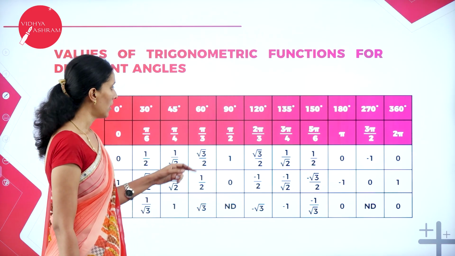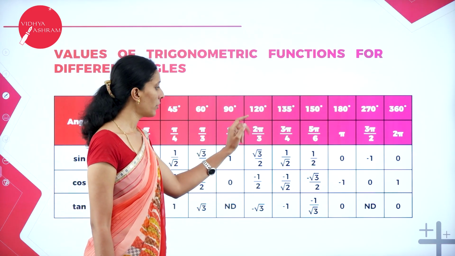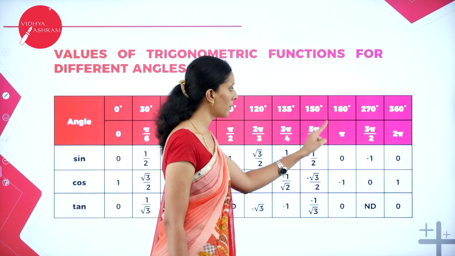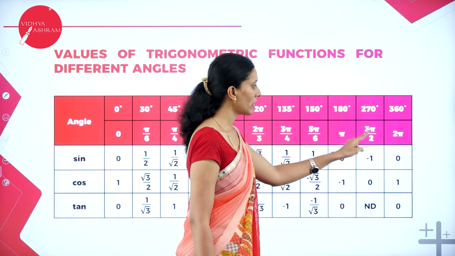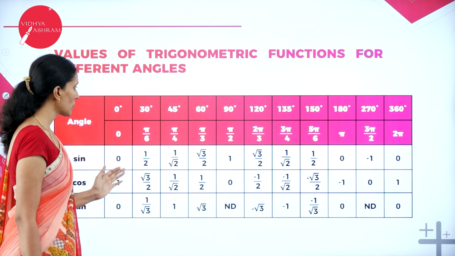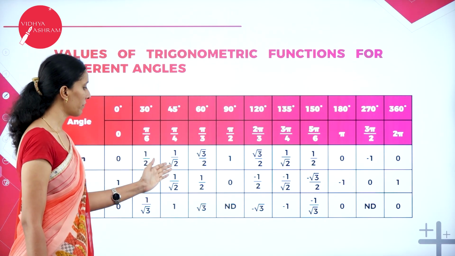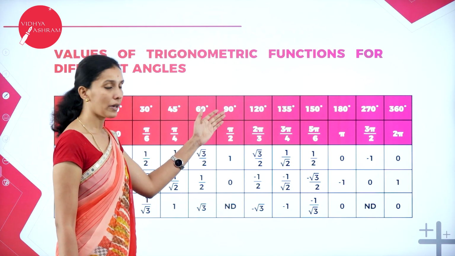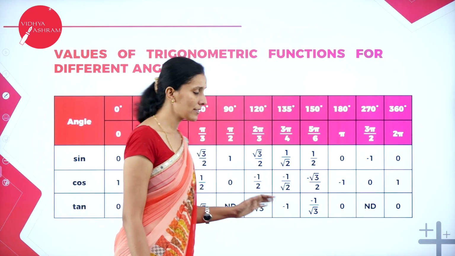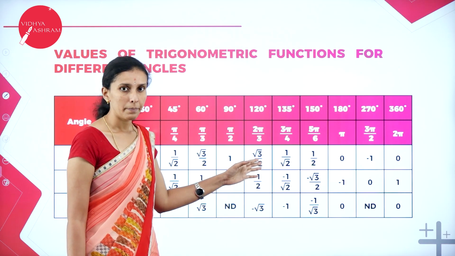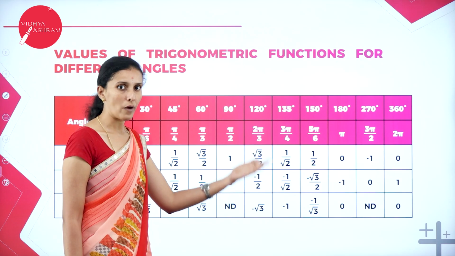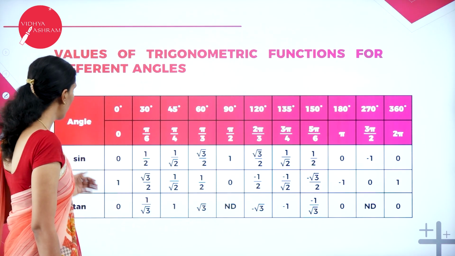So vice versa. Now 90 pi by 2, 120 2 pi by 3, 135 3 pi by 4, 150 5 pi by 6, 180 pi, 270 3 pi by 2, 360 2 pi. You have learned sine 0 is 0, sine 30 is half, sine 45 is 1 by root 2, sine 60 is root 3 by 2, sine 90 is 1. Till here you have learned. This is the rest of all the things. Here the values will repeat based on the sign of the trigonometric function in terms of quadrants, which you will learn later.